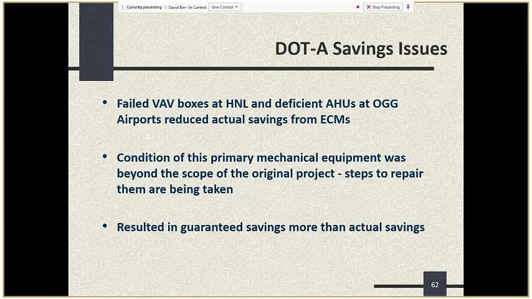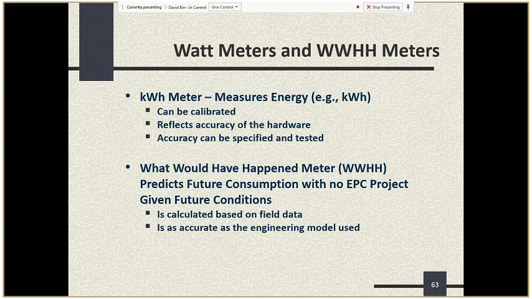We could go to the next slide, 63 rather. I want to give you a conceptual thing. Whenever you use utility meters or even a dedicated sub-meter that measures power, this is a conceptually useful way of thinking about measurement. A watt meter, which measures kilowatt hours, actually measures energy, and it can be calibrated. You can check the accuracy of the hardware of the meter, make sure it's working right, and test the accuracy of the meter. So that's why we love meters. You can test it for accuracy.